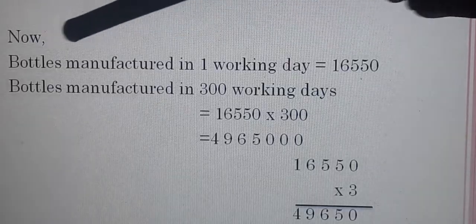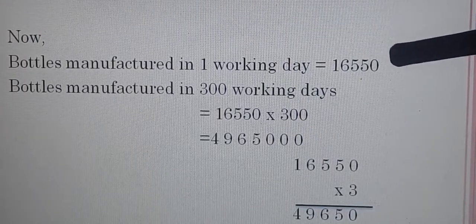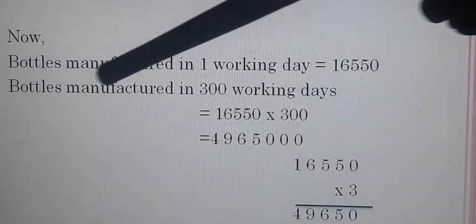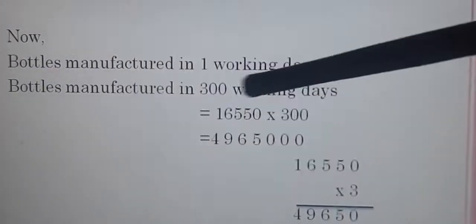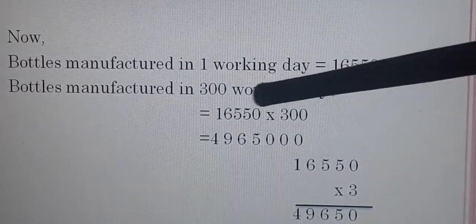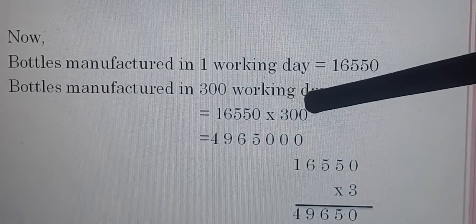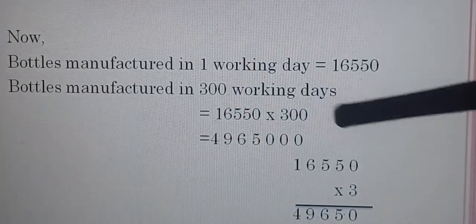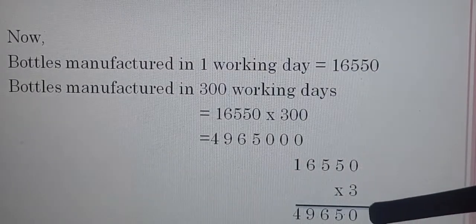Now, bottles manufactured in one working day, 16,550. It is given in our question. Bottles manufactured in 300 working days. If this many are made in one day, how many bottles will be manufactured in 300? So we will multiply. We will do it in rough column.